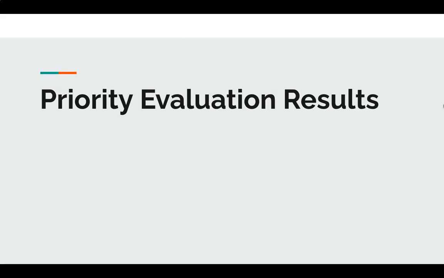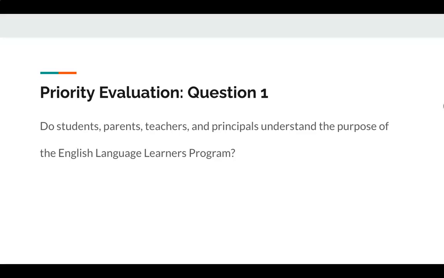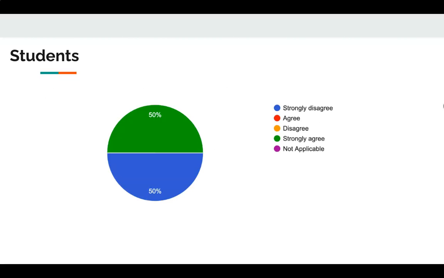Now, moving to the actual priority evaluation results, the first question that we have is, do students, parents, teachers, and principals understand the purpose of the English Language Learners program? First group we're going to look at are the students. So do they understand the reasoning behind why they're in this program?